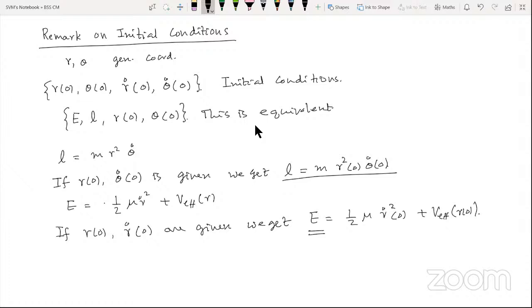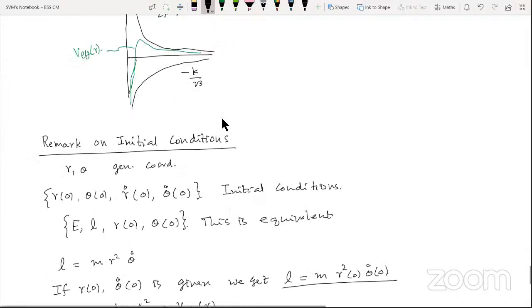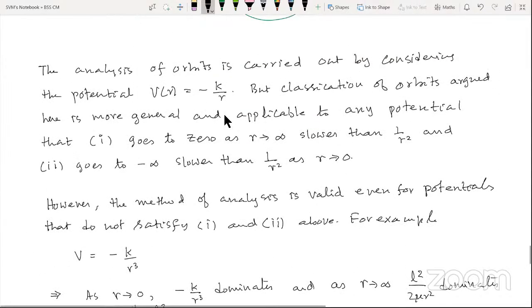But later I also made a comment that this minus k by r potential can be generalized. You can have any potential which goes to 0 as r goes to infinity slower than 1 by r square, and goes to minus infinity slower than 1 by r square as r goes to 0. So you can have any potential which satisfies this condition.